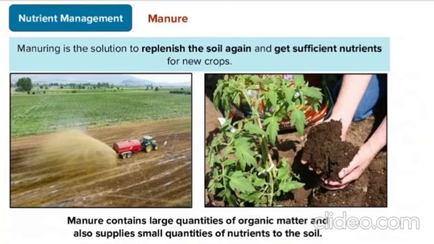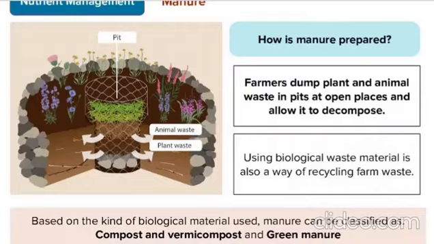Manures are nothing but organic in nature, correct? They are organic, they don't have any chemicals in them. Manuring is the major solution to replenish the soil again and get sufficient nutrients for the new crops. It has a very large quantity of organic matter, but it even supplies small quantities of nutrients as well. So majorly it is organic in nature, and yes, it provides too much organic matter.